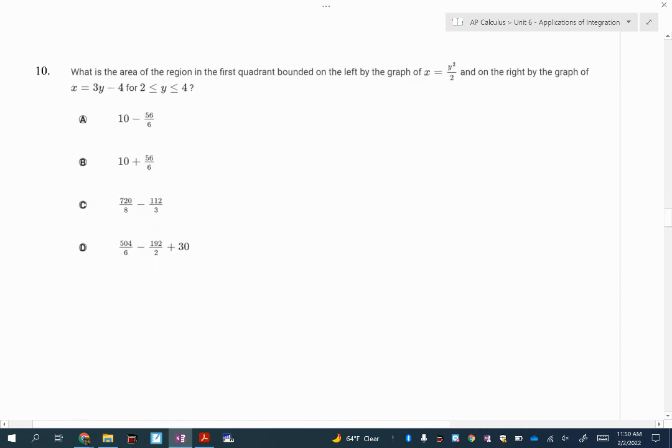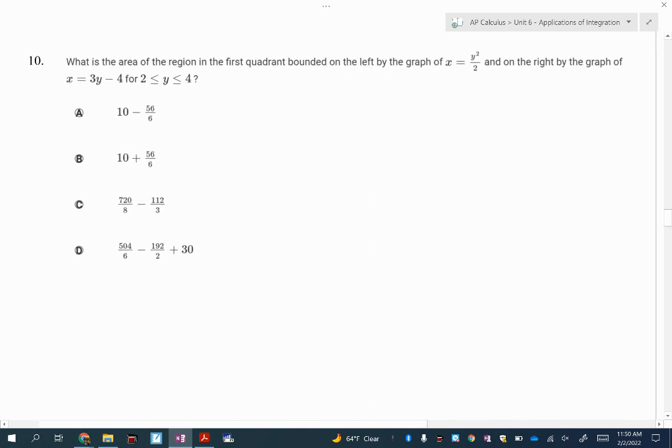Number 10, all right, we have the area of the region in the first quadrant bounded on the left by the graph of x equals y squared over 2, and on the right by the graph of this function. It's a line between 2 and 4. Now, you actually could do this right away. The integral from 2 to 4, it's the one on the right minus the one on the left. So it would be 3y minus 4 minus y squared over 2 dy.